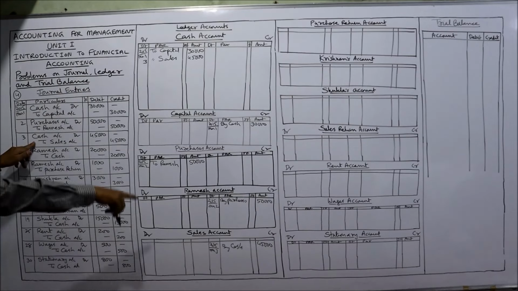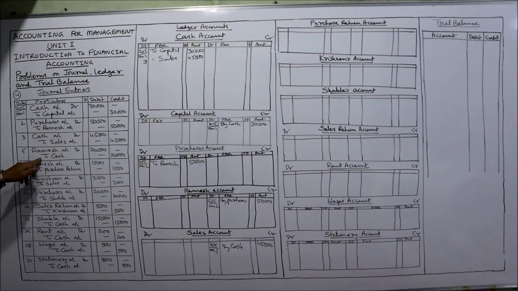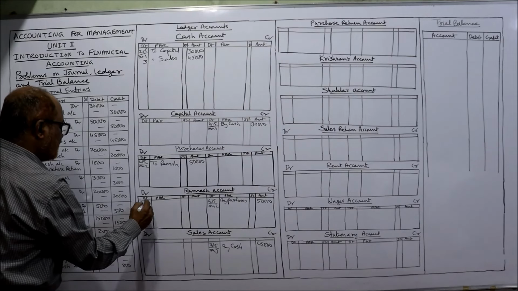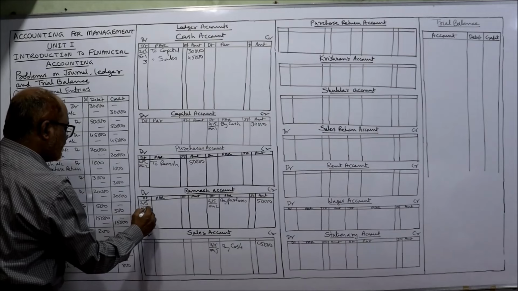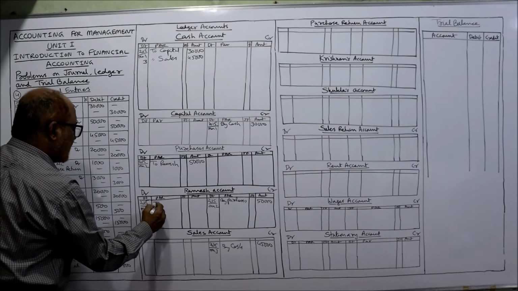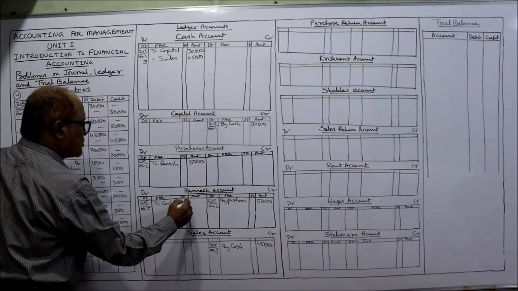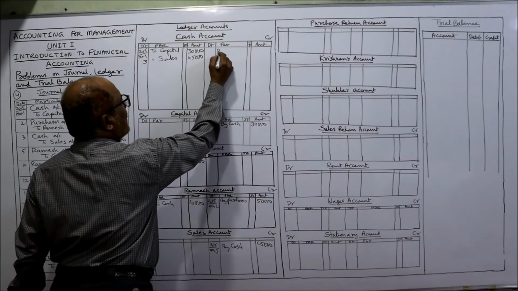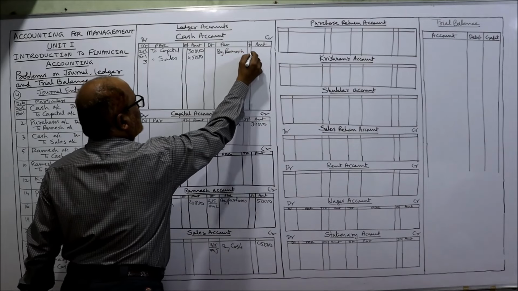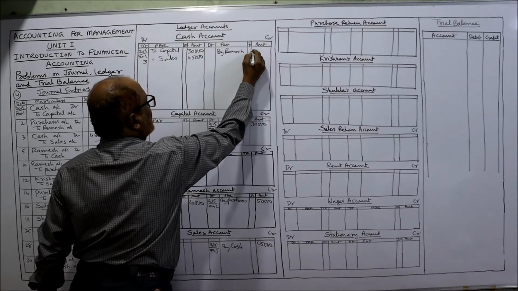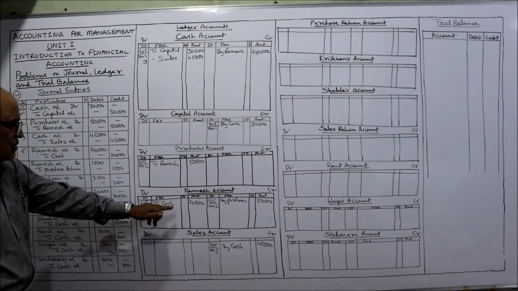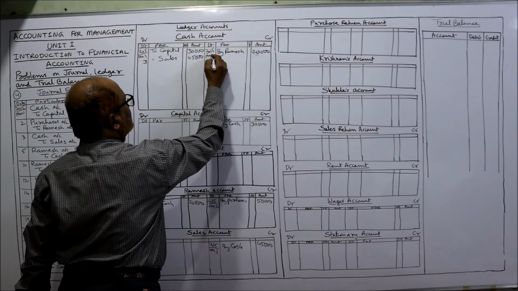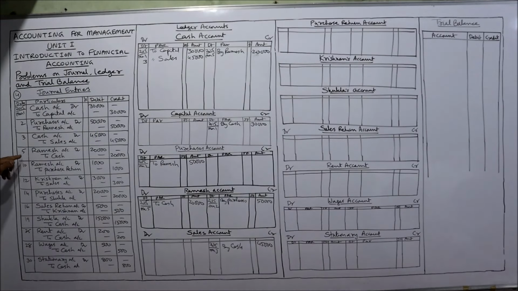Cash account debit and sales account credit. Next, Ramesh account debit to cash. So Ramesh account should be debited, 5th date, 2015 March 5, to cash. How much? 20,000. And cash account should be credited. So cash account credit side by Ramesh, 20,000. Date is 5th March 2015. Over. So March 5th up to here completed.